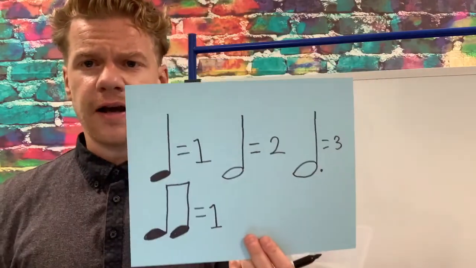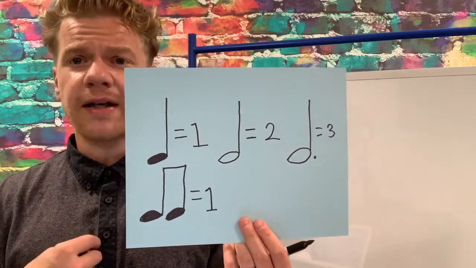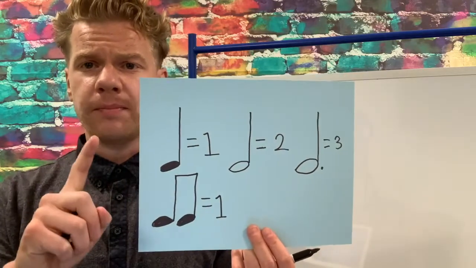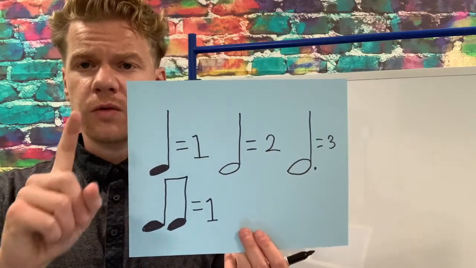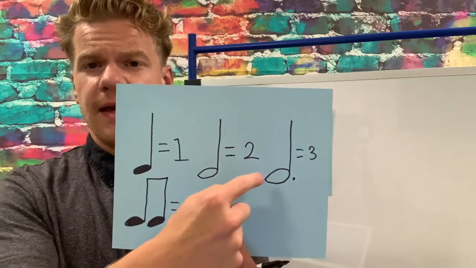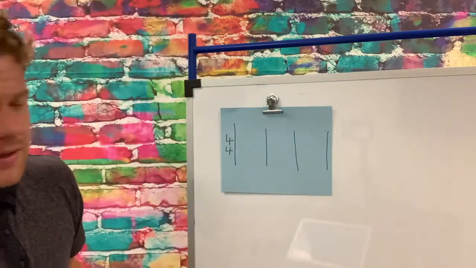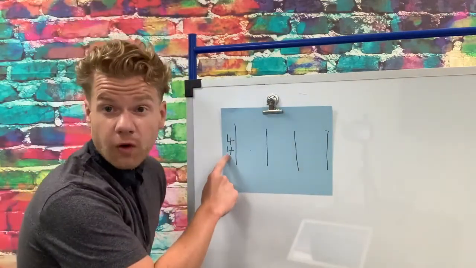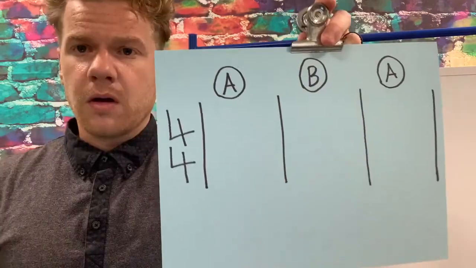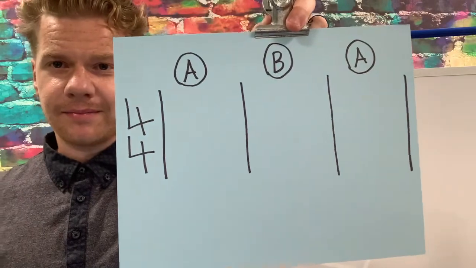So here I've written it out for us. We have TT, which we count as 1 and now. 2 notes that take up 1 beat. Quarter note takes up 1 beat. Half note takes up 2 beats. And a dotted half note takes up 3 beats. How many beats do we need in our measure? 4. 4 in each measure. So this is what your paper should look like.